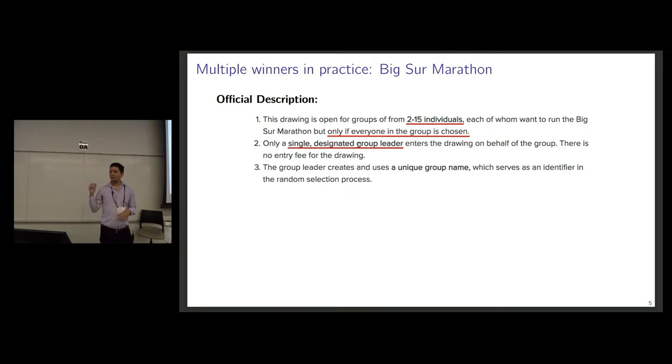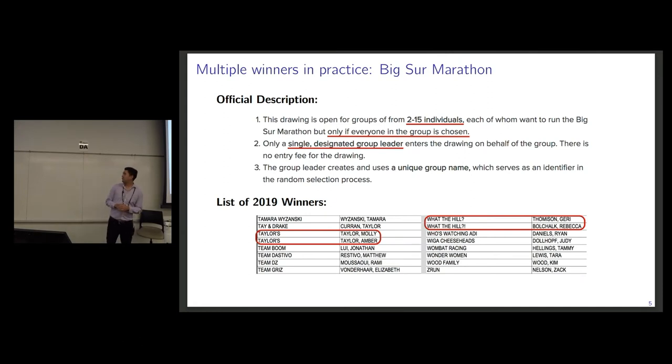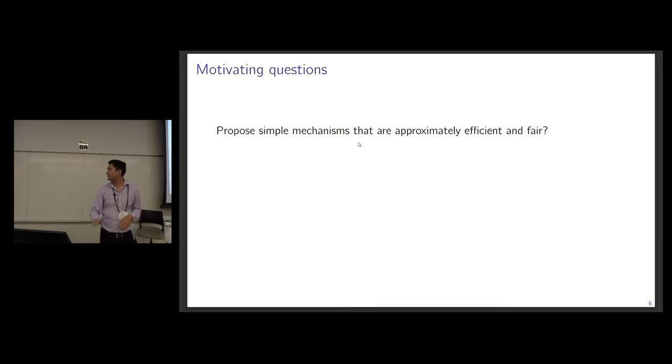The Big Sur Marathon has a lottery for people that want to enter the competition as part of a group. And in the rules, they explicitly say that only one person from the group should enter the drawing on behalf of the whole group. However, in practice, this doesn't happen. Here we have a list of winners, and we can see that there are two teams that won tickets that are both called Taylors. And there are also two teams called What the Hill. So we do see that multiple winners happen in practice.